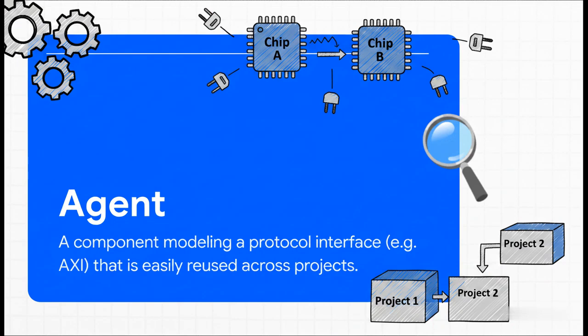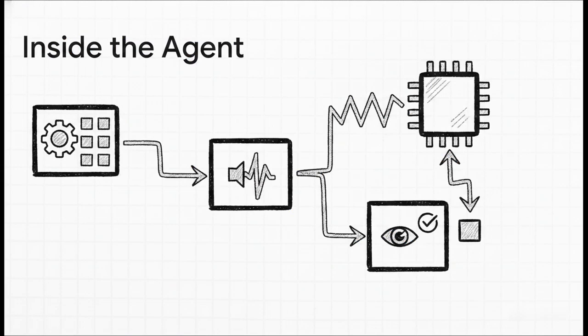So, for example, if your chip communicates using AXI or SPI, you just drop in an AXI agent or an SPI agent. The true superpower here is reusability. Because it's fully standardized, you can take an agent you built for Project A and literally drop it seamlessly right into Project B. It is the ultimate plug-and-play verification component. So, if we pop the hood, what is actually inside this agent?